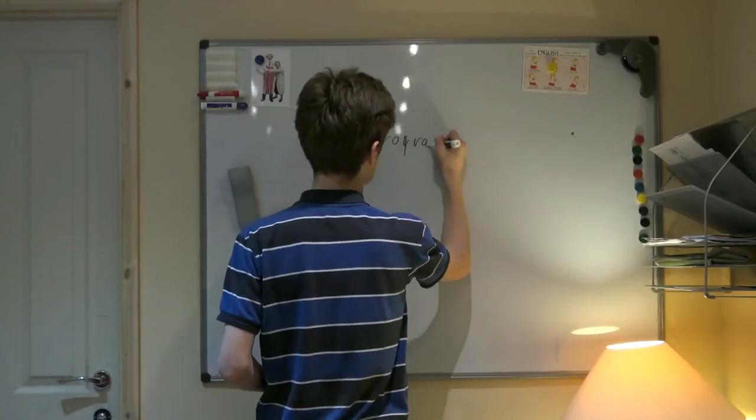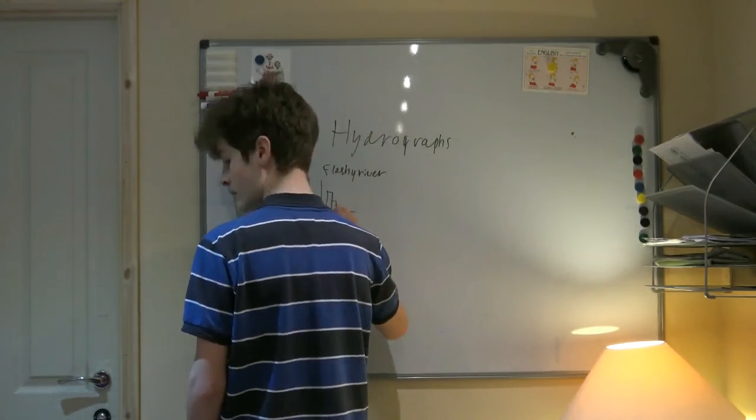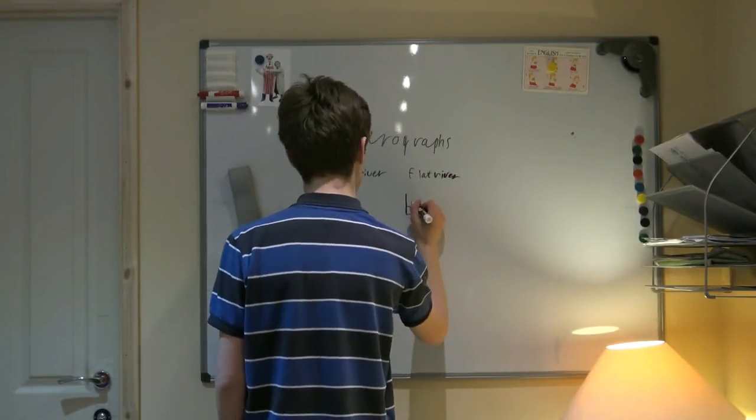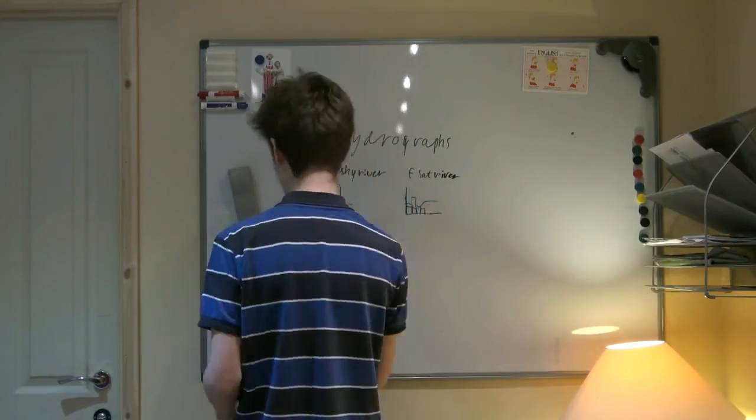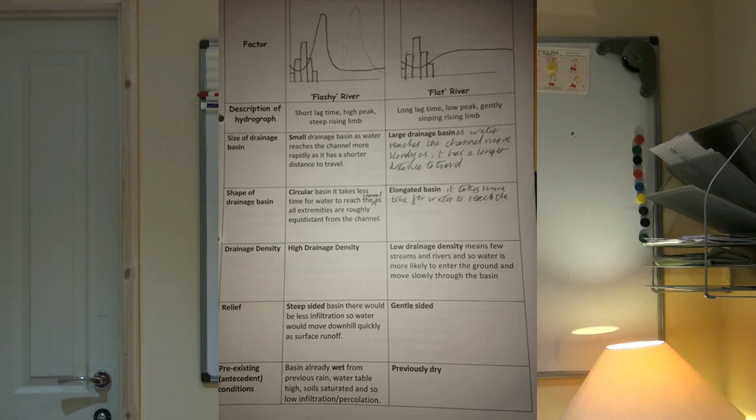Here you can see me drawing hydrographs for two types of river. These hydrographs can reveal how rivers respond to a single rainfall event and examine the relationship between rainfall and discharge. Flashy river hydrographs tend to have a short lag time, high peak, and steep rising limb, whereas flat rivers have a long lag time, low peak, and a gently sloping rising limb.